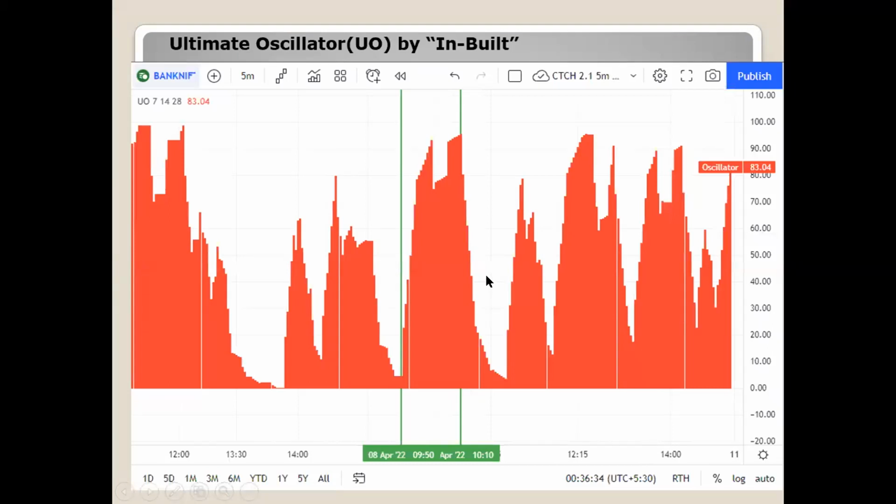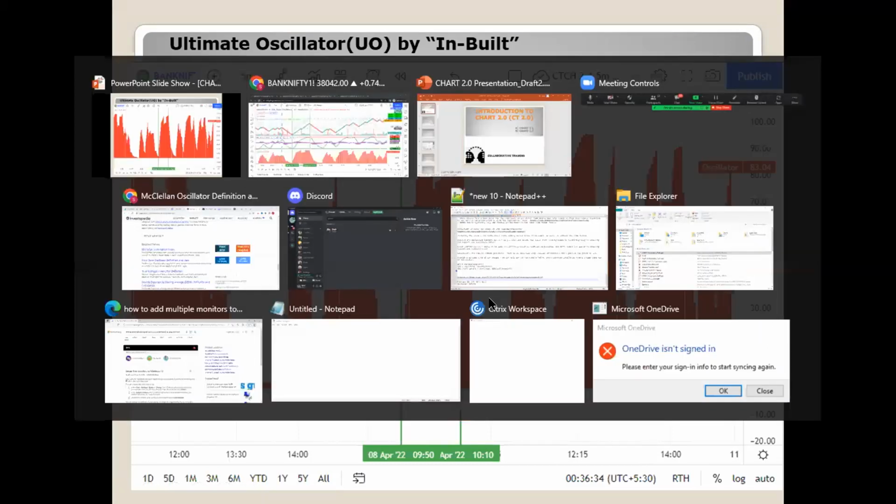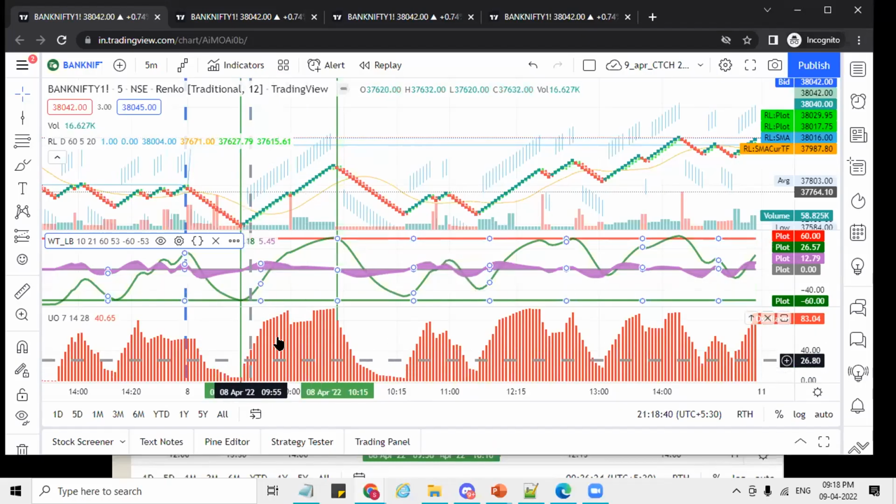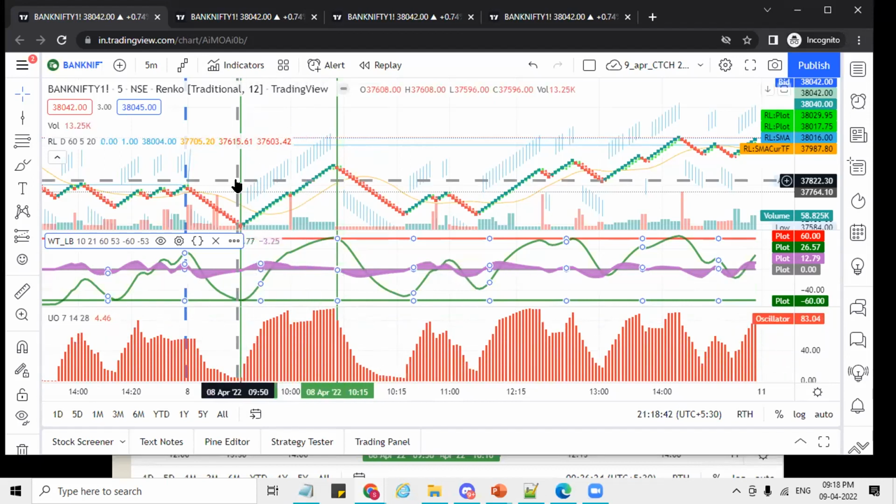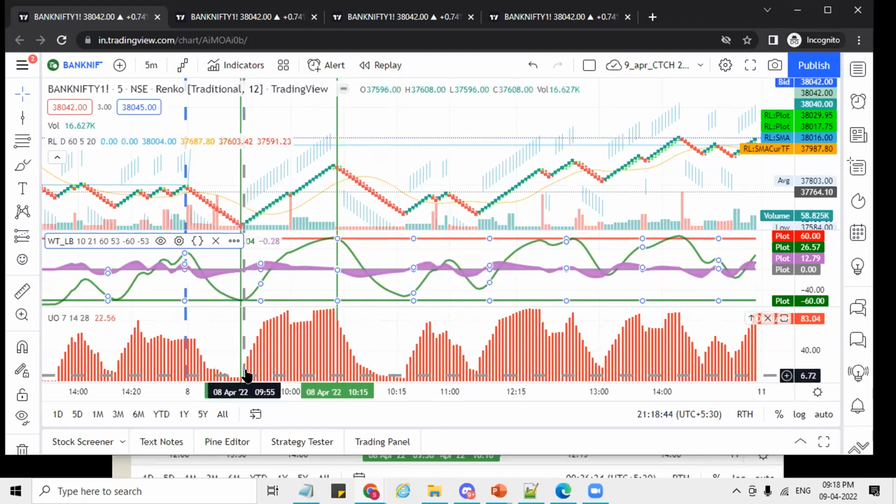So this is the expanded version of the ultimate oscillator. You can see it here. In this case, the ultimate oscillator is also giving an uptrend. After this particular time frame, 950 to 1015, we can see it's going down. At the same time, all the other things are getting respected.